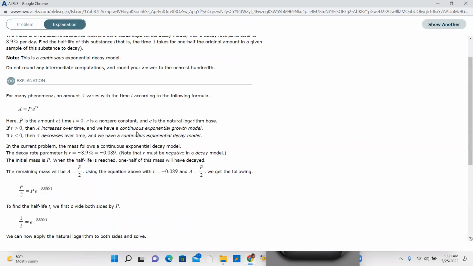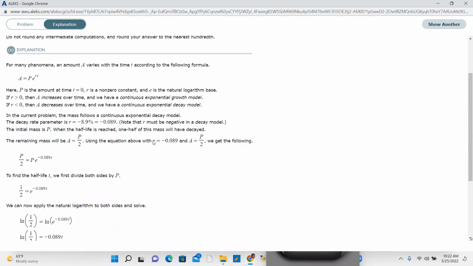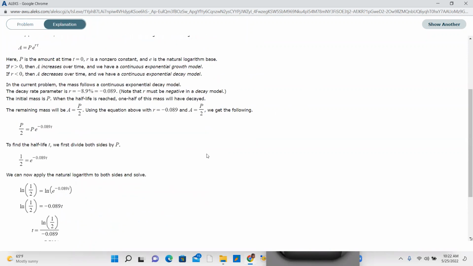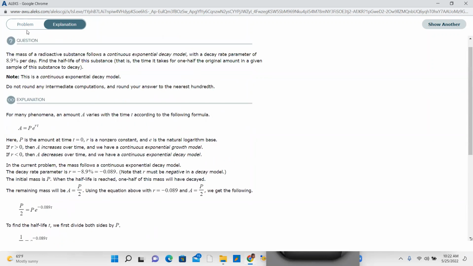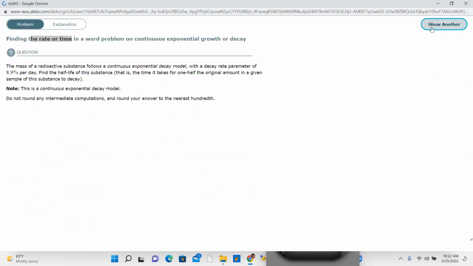Let's see what Alex has to say. So they set it up the same way. They put P over 2 instead of 1/2 times P, but that's the same exact thing. And they end up taking the natural log of both sides, etc. So let's see what other problems are in here.